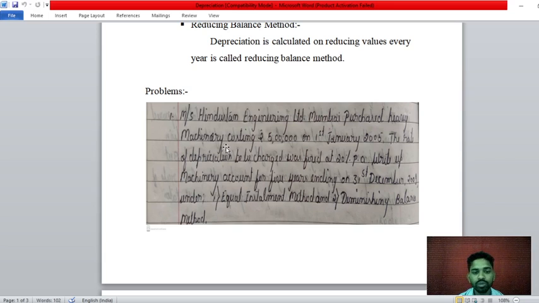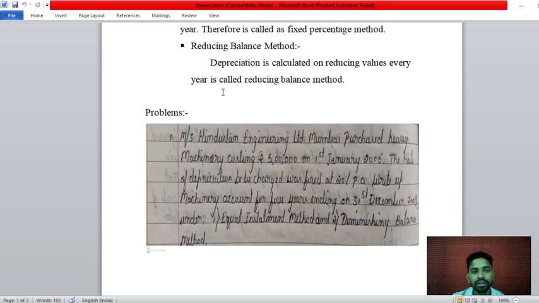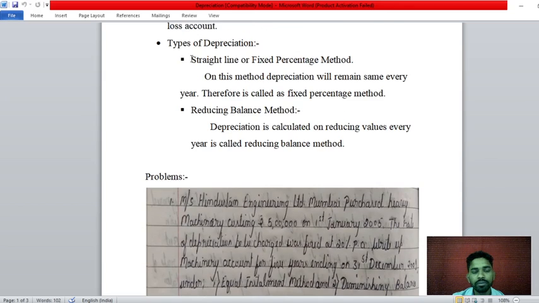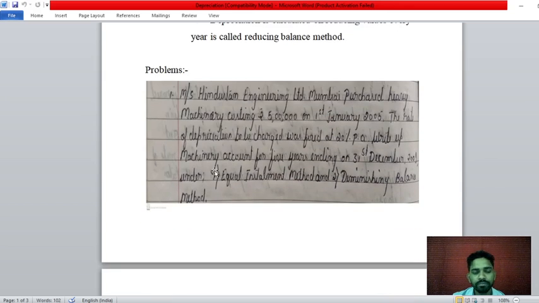Equal installment method means the fixed method or the straight line method, and the next one is the diminishing balance method, which means the reducing balance method. Here 5 lakh is given, and on this 5 lakh we have to calculate the 20% depreciation till December 2009. With the help of the straight line method we will see that problem.